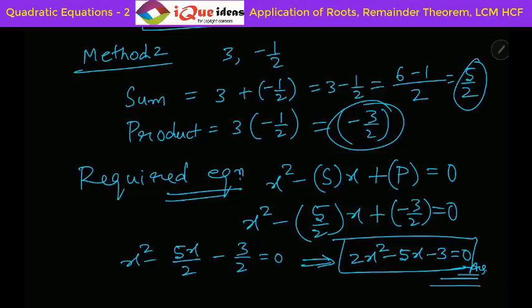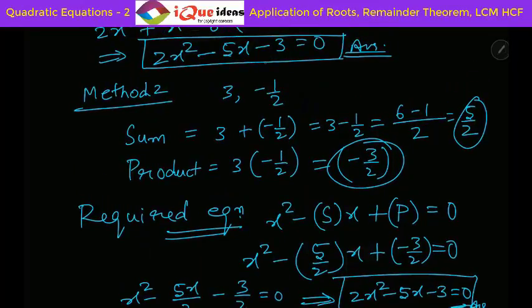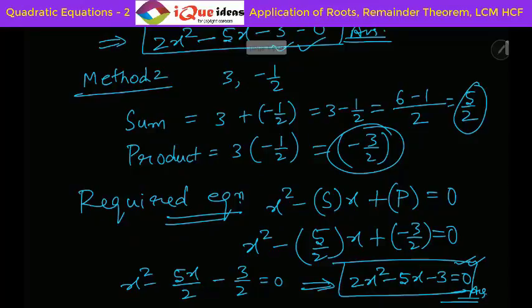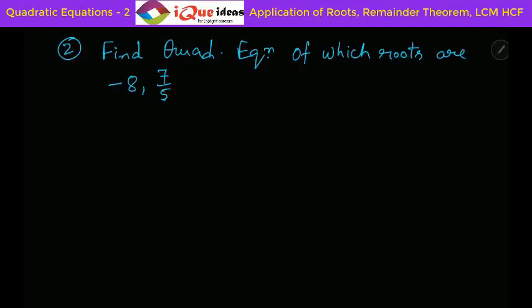As you can see, it is the same as it was earlier, right? So the answer here was 2x² - 5x - 3. Here also it is 2x² - 5x - 3 = 0. All right. Now let's go to the next question of the same type. Now this question says find the quadratic equation of which the roots are -8 and 7/5, right?